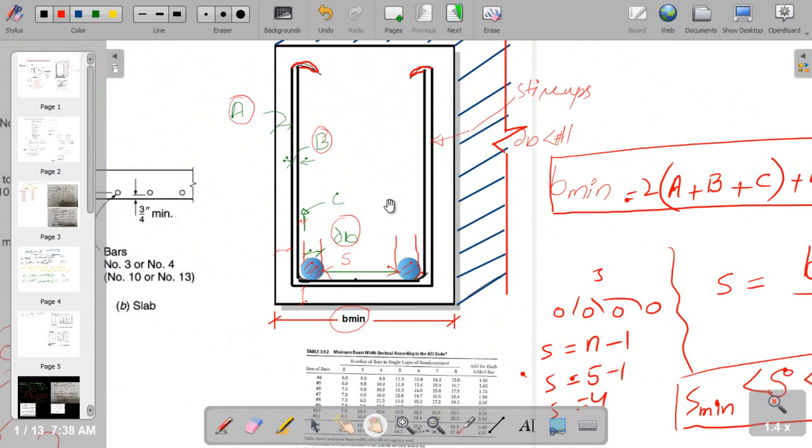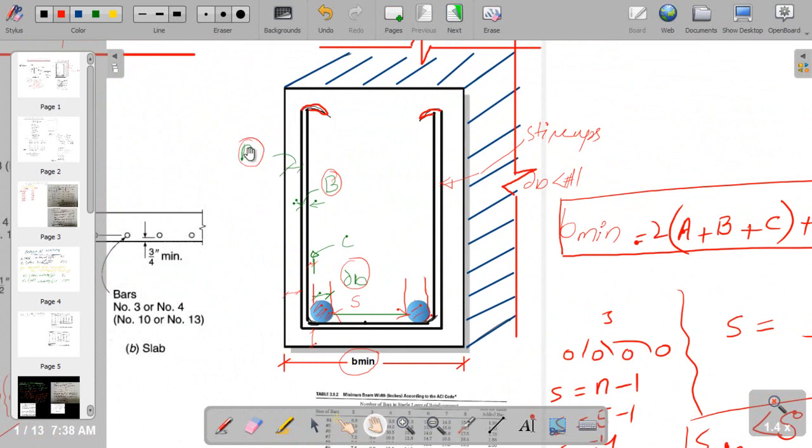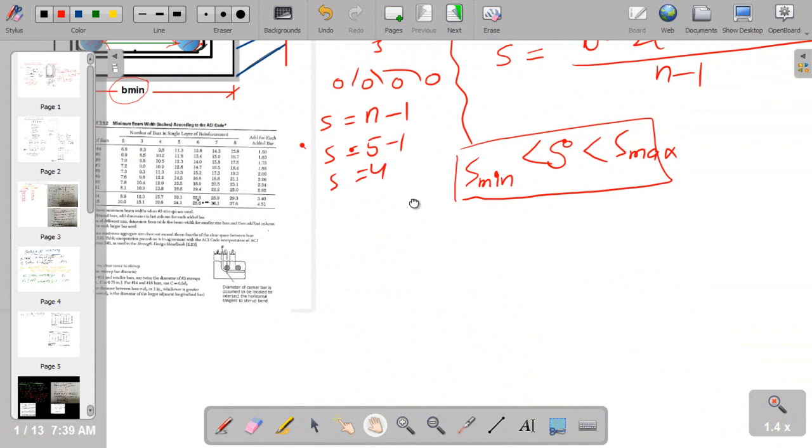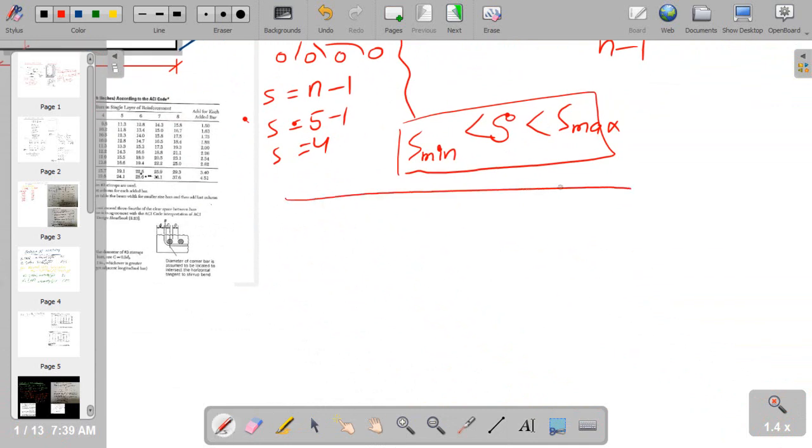The question is this, because A is clear, we will calculate it as 1.5 inches, which is the minimum ACI code criteria. B is fixed, this is number 3, number 4, number 5 bar. C is in question. What will be the value of C? Because DB is clear, S is clear. Now there are some certain cases for C. Note down here that C will be equal to 0.75 minus the diameter of the bar divided by 3, for number 11 and smaller bars.